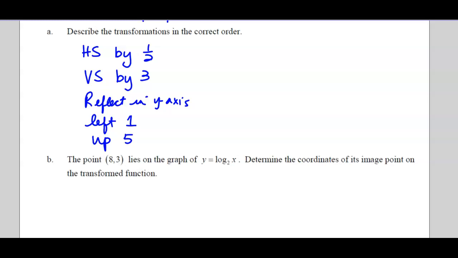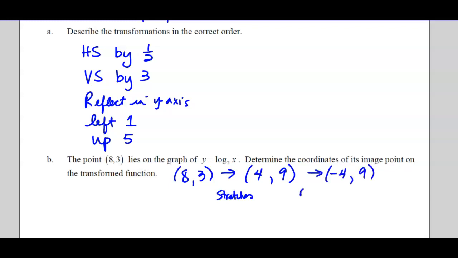Okay, so (8, 3) lies on the original. Determine the coordinates of its image point on the transform. So remember, you don't just substitute 8 in your new graph. You have to transform that whole point. Okay? So we follow the steps. So (8, 3). We're going to horizontally stretch by half, which will be 4, and vertically stretch by 3, which will be 9. So these are the stretches. Reflection in the y-axis changes the sign of x. And then left 1 and up 5. So left 1 here is negative 5. And up 5 is 14.